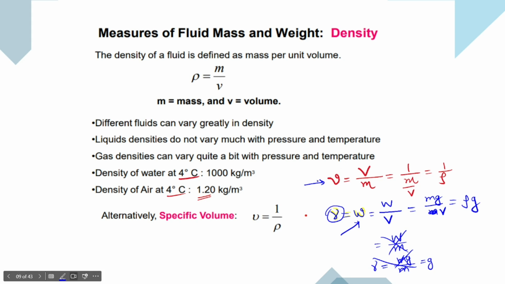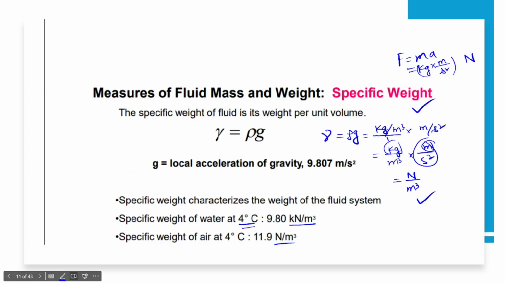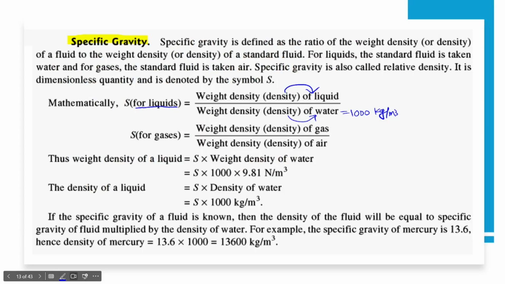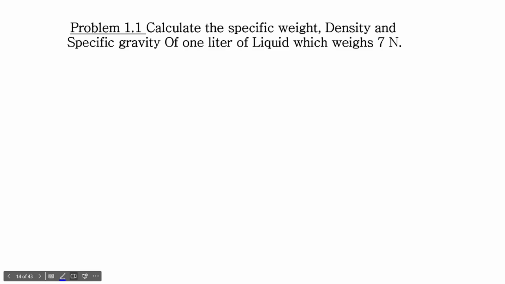Like in the case of specific volume, what is your unit? You can very easily figure it out. It is 1 by rho, and the unit of rho is kg per meter cube. So in this case, it is going to be meter cube by kg, meter cube over kg. Okay, so now we have already talked about all the different parameters, and specific gravity is also covered. So now we want to solve a problem.